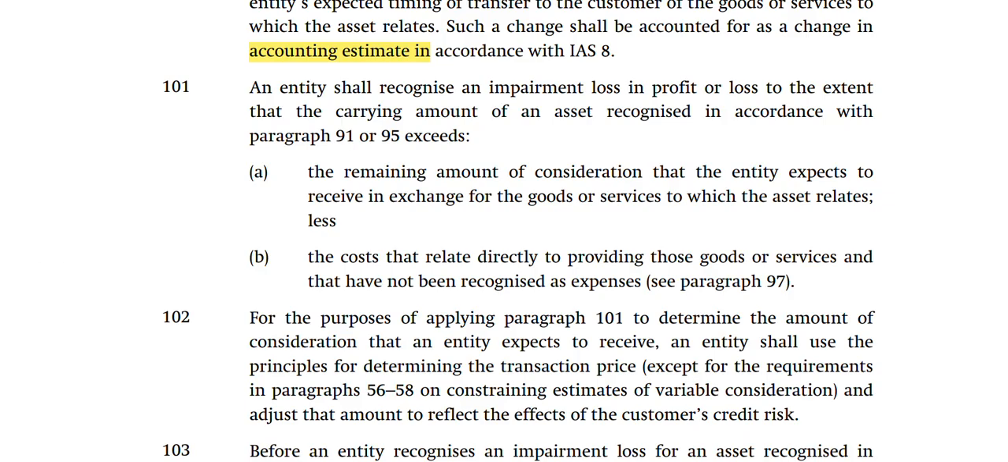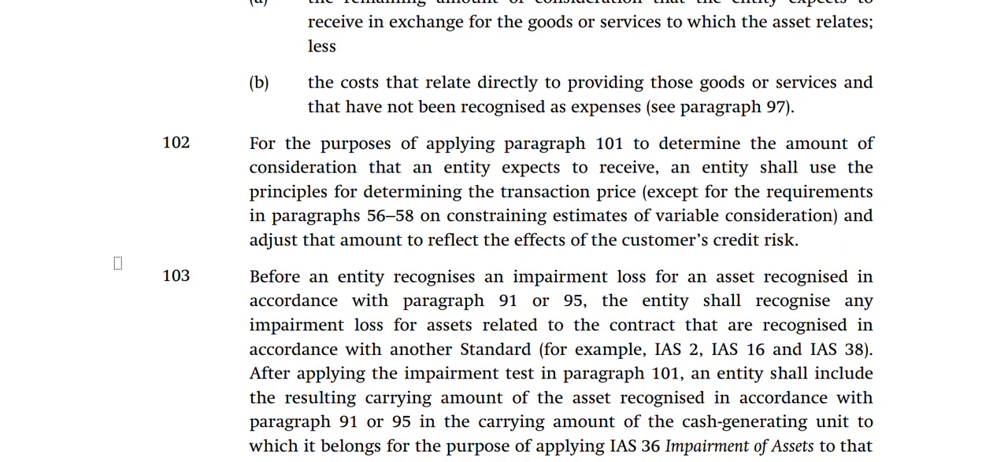And then looking at paragraph 102, it says, for the purpose of applying paragraph 101 to determine the amount of consideration that an entity expects to receive, an entity shall use the principle for determining the transaction price and adjust that amount to reflect the effects of customer credit risk. And then when you're looking at 103, before the entity recognizes an impairment loss for an asset recognized in accordance with paragraph 91 to 95, the entity shall recognize an impairment loss for assets related to contracts that are recognized in accordance with another standard.